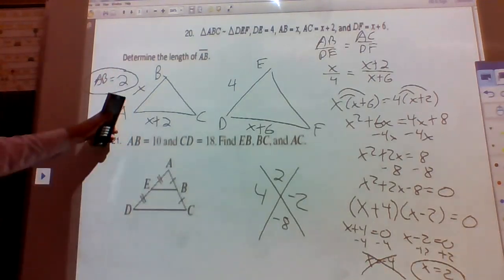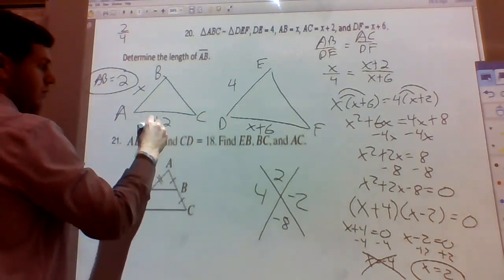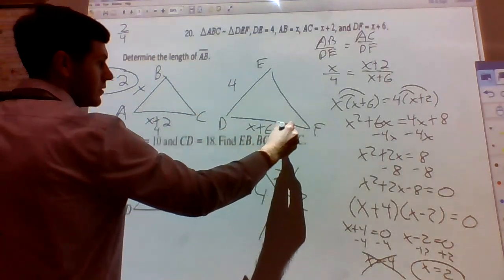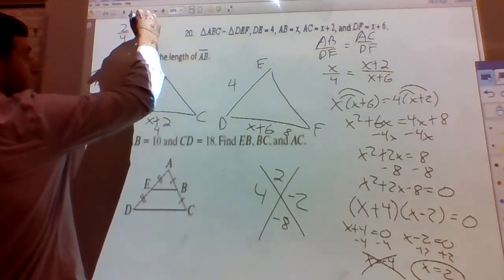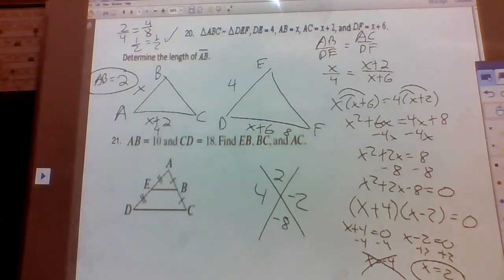Okay. So just to reiterate here, we would have 2 over 4. This would be 4. This would be 8. So 2 over 4 equals 4 over 8. That's 1/2 equals 1/2. So again, we know we have the right answer here.